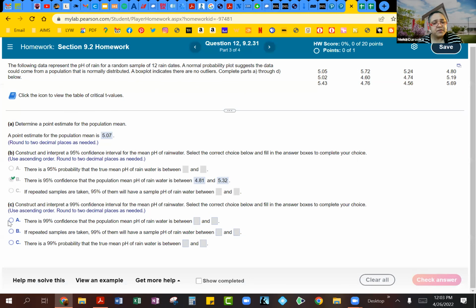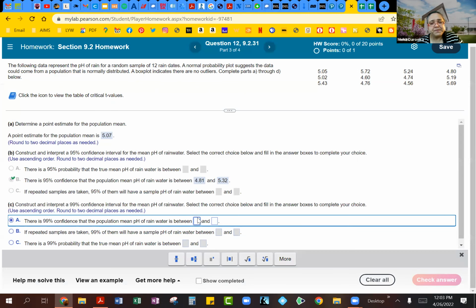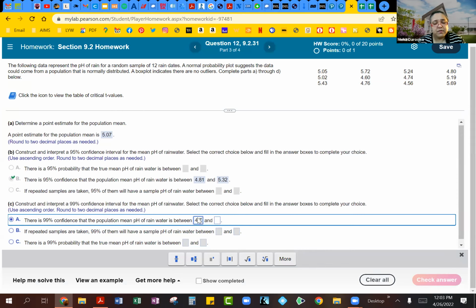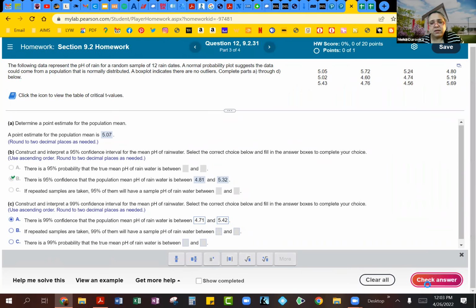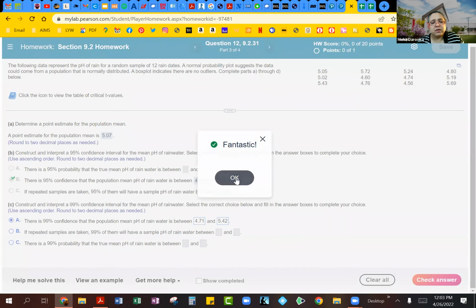So 4.71 and 5.42. Okay, let's check that. And looking good.